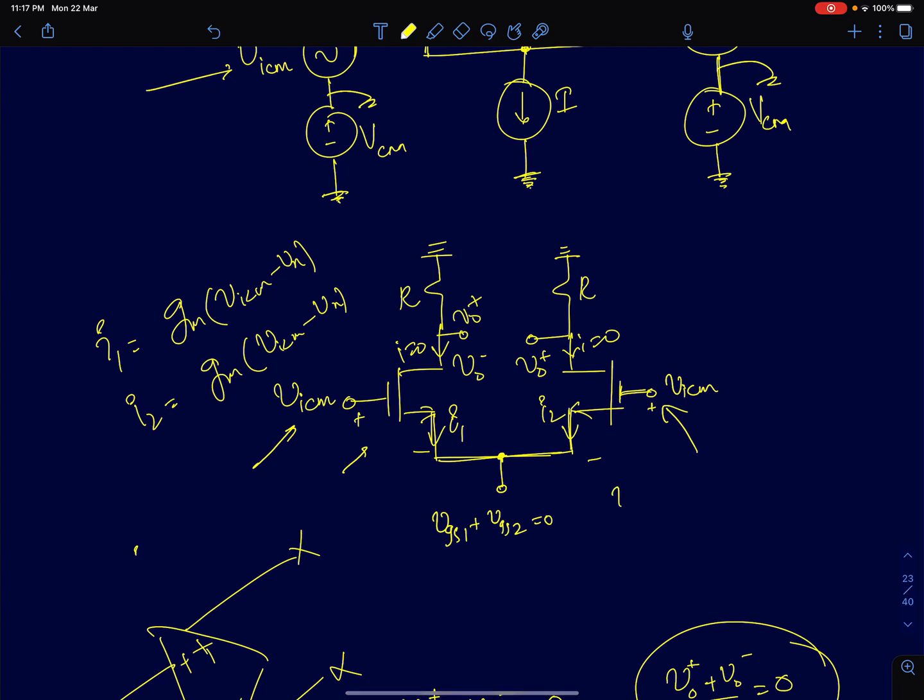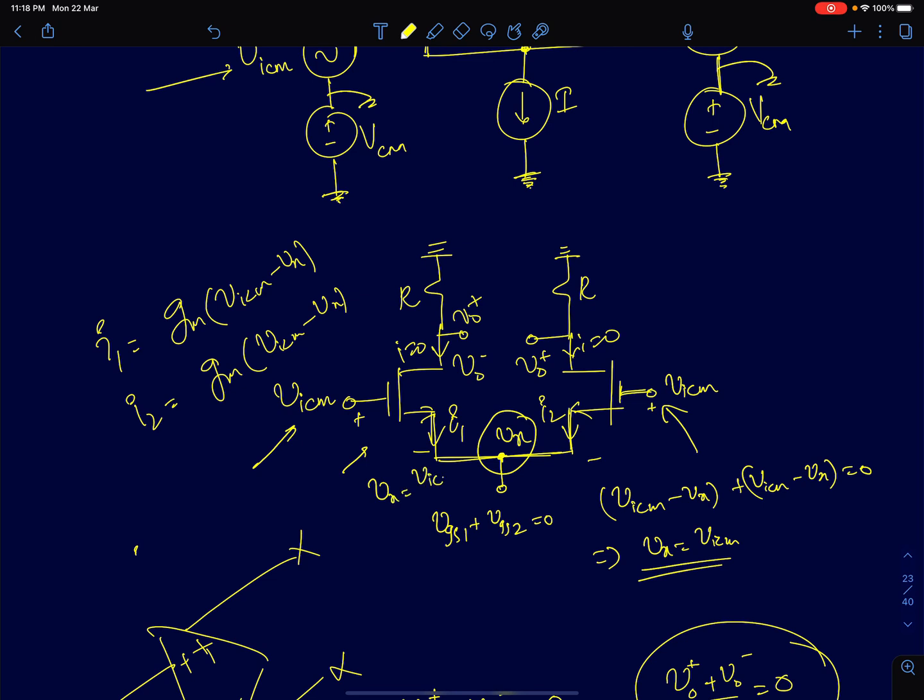And VGS1 happens to be VICM minus, let this node voltage be Vx, VICM minus Vx. VGS2 is also the same. The sum of it is 0. So this implies your Vx should be equal to VICM. So the source voltage here becomes equal to the input voltage itself, which is VICM.